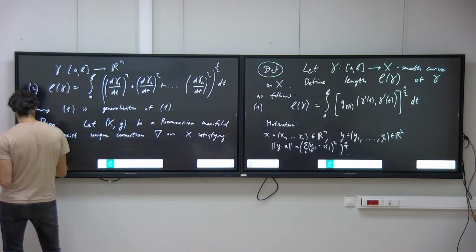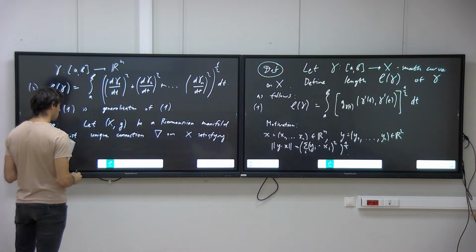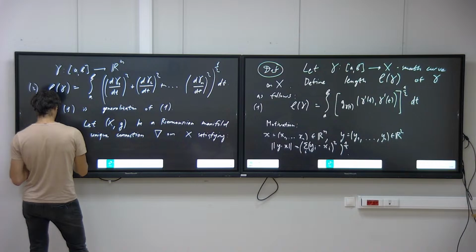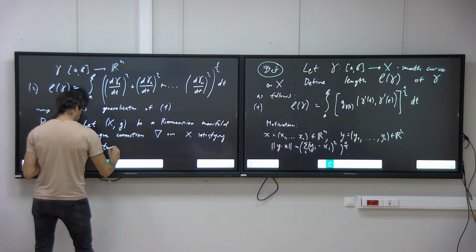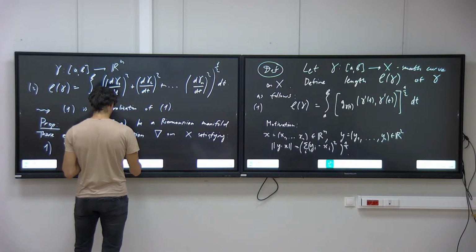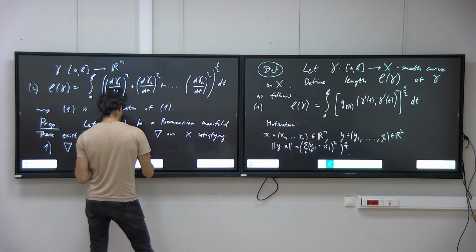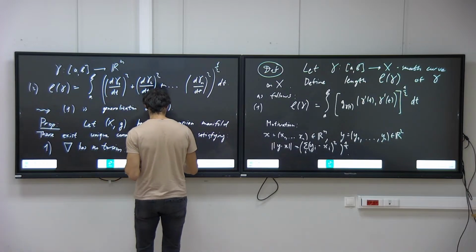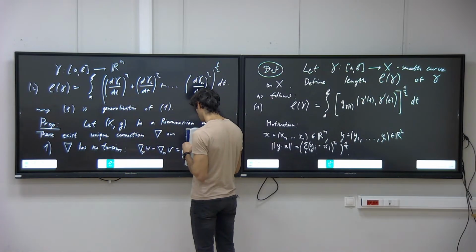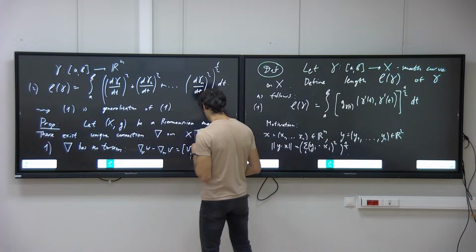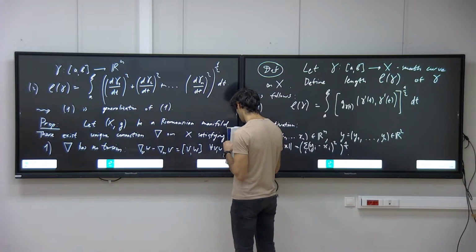First, nabla has no torsion, which is the same as saying that nabla_V W minus nabla_W V equals the commutator of V and W for any two vector fields on X.